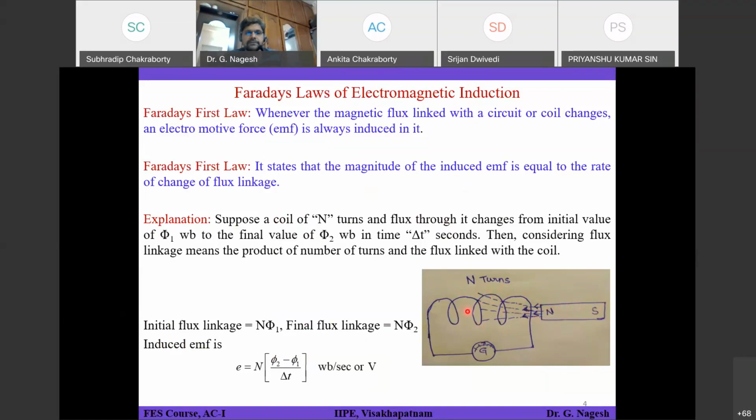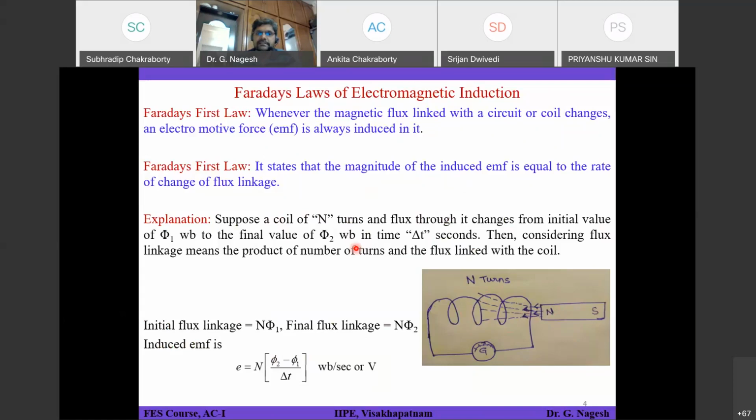Suppose a coil of N turns and the flux through it changes from an initial value of phi 1 Webers to a final value of phi 2 Webers. That means at one instant, let's say the flux linking the coil is phi 1 Webers. The unit for flux is Webers, Wb. The final value is phi 2, and this change is happening in a time period of delta t seconds.